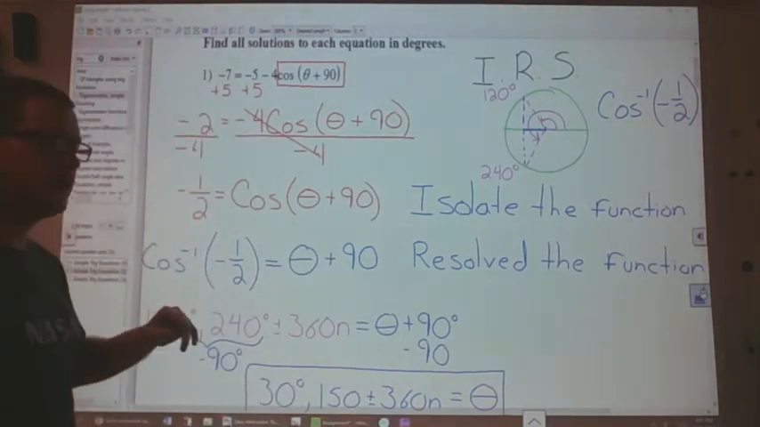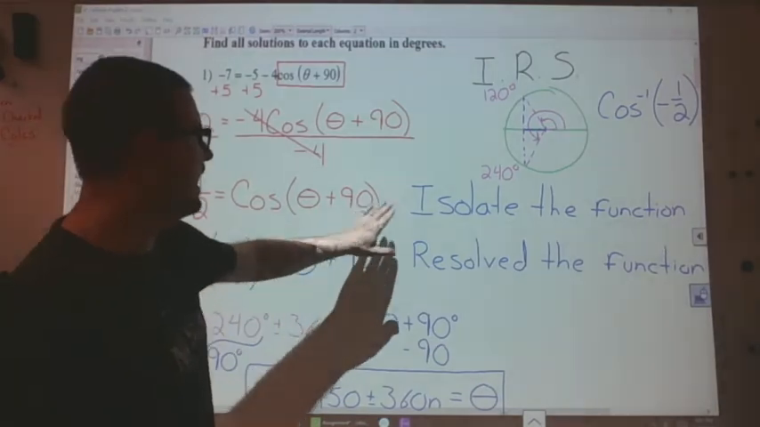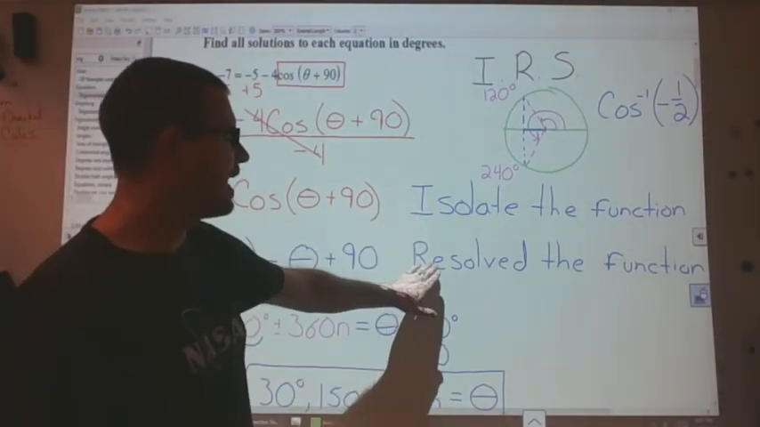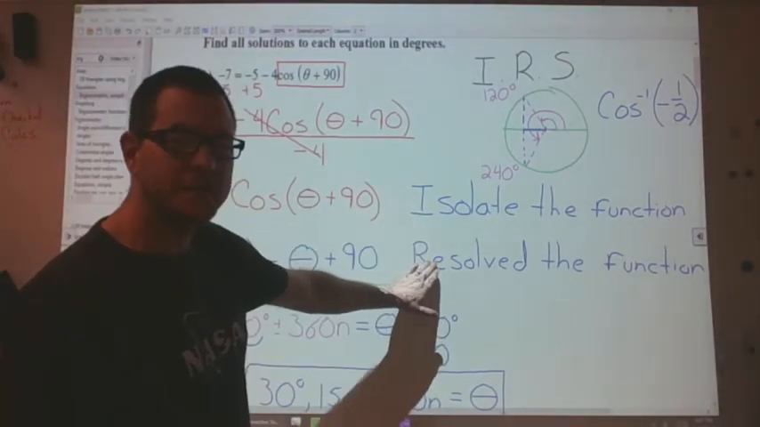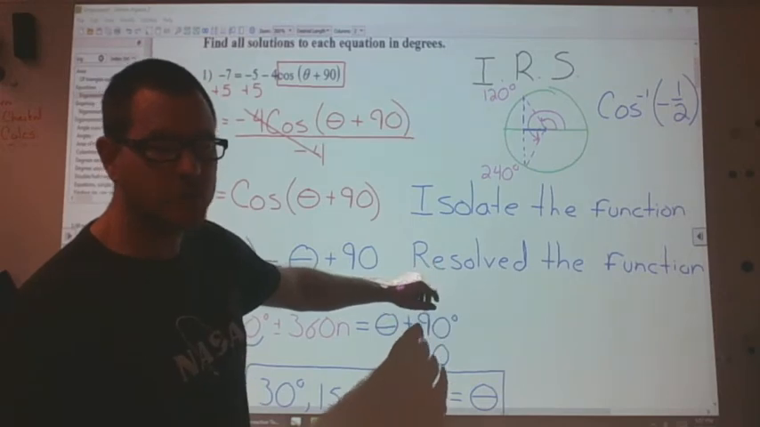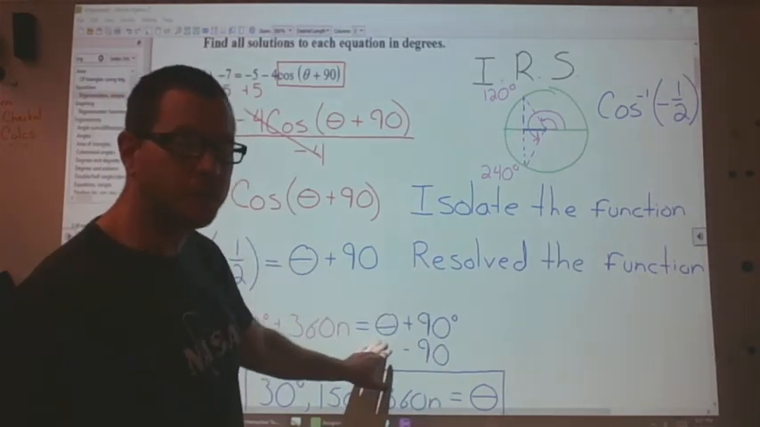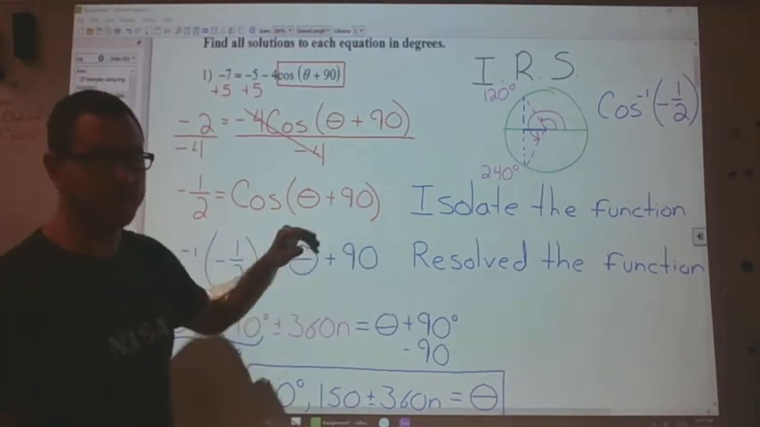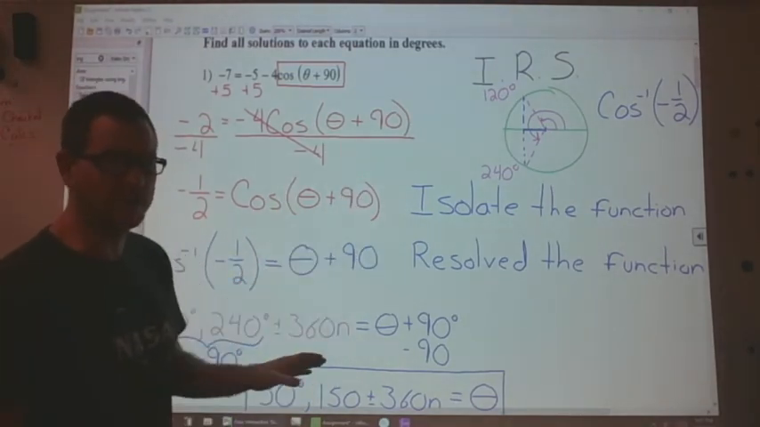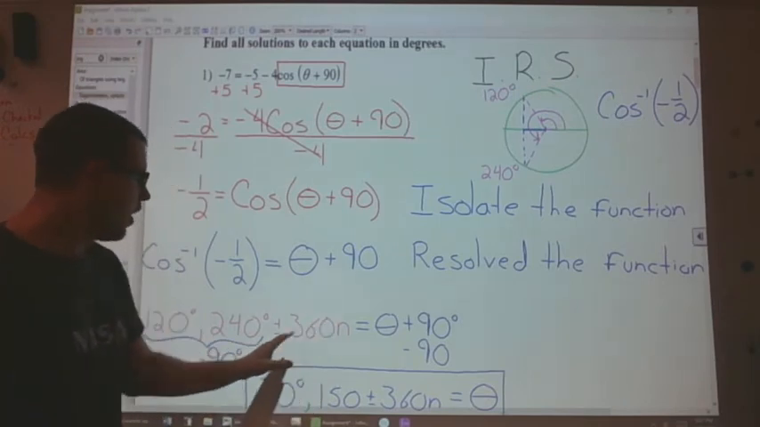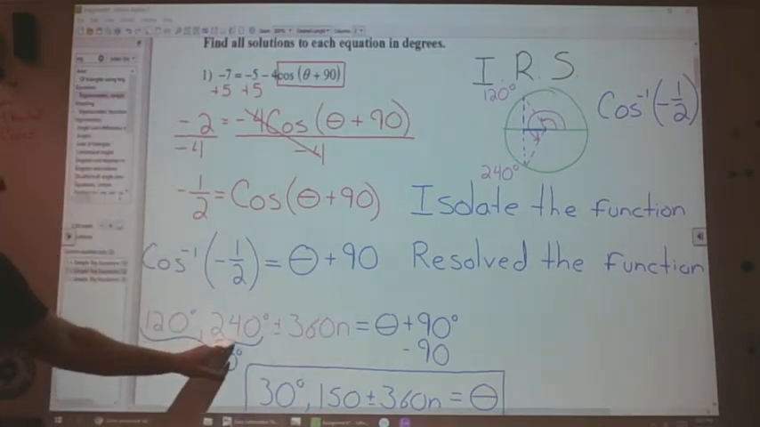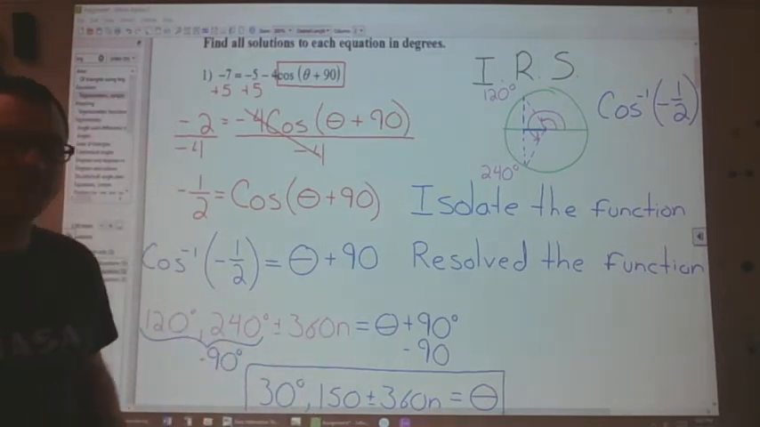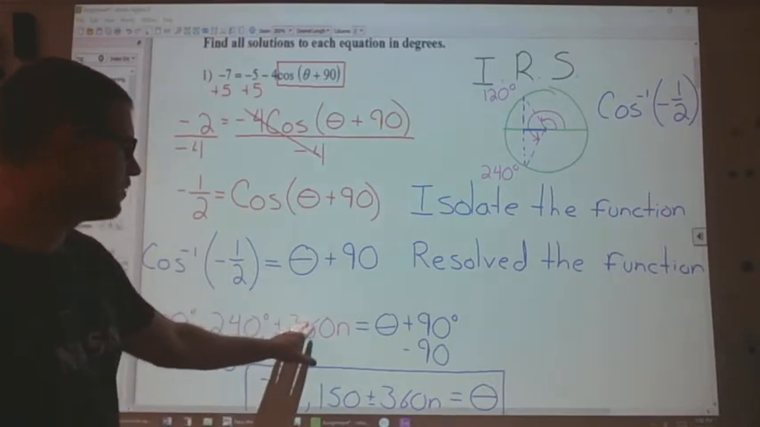Now we took that one fairly slow, step by step. We isolated the function. I got rid of the function. I resolved it by using the inverse function. And then I solved whatever was left over, which will be whatever was inside the function at the beginning, which was this plus 90 degrees by subtracting 90. The hard part is remembering that unit circle, or for a lot of stuff, using the calculator and finding those values.